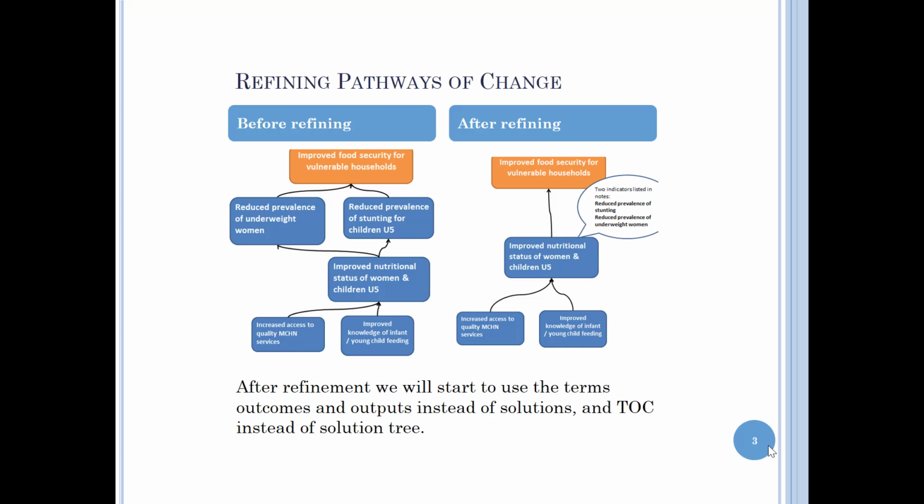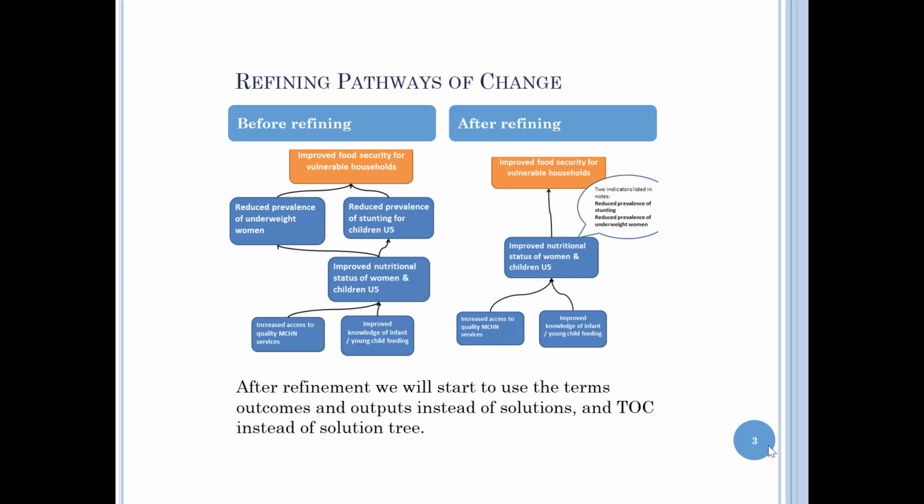So this is just an example of how you should proceed by using causality from bottom up and top down, so that you can see if you can find redundancies or even wrong outcomes expressed in your pathway, in your solution tree. After you have done this refinement, that is when you start to use the terms outcomes and outputs instead of solutions.